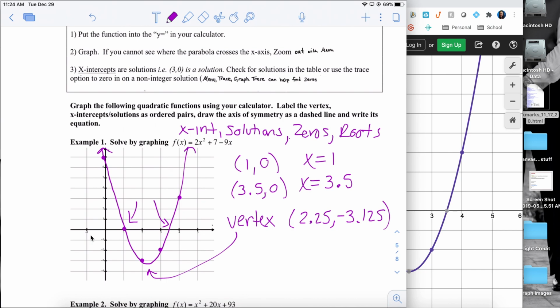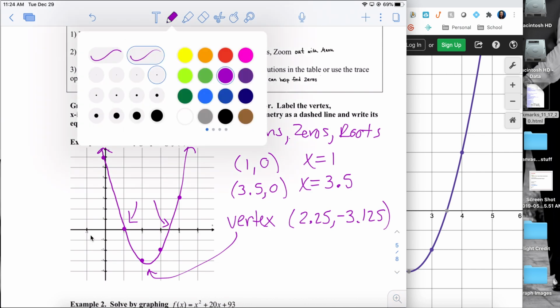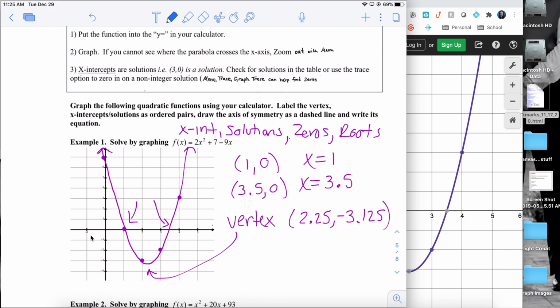It says to write your solutions as ordered pairs. So when it says that, you want to write it this way. Draw the axis of symmetry as a dashed line and write its equation. Okay, so if I get rid of that, my axis of symmetry, if you remember, is going to be the graph line that cuts my parabola straight in half, and it goes through that vertex.